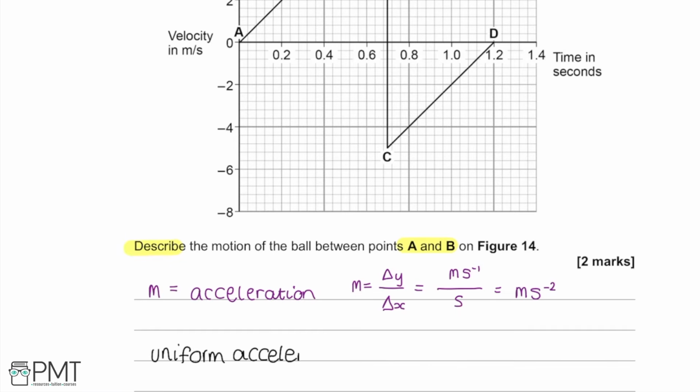So just by stating that there's a uniform acceleration, due to this straight line, and the gradient of the line being the acceleration of the ball, we're going to get both marks here. We'd also gain them for saying there's a constant or steady acceleration, or that velocity is increasing at a constant rate, but this is the best way to go about getting both of the marks without too much working out.